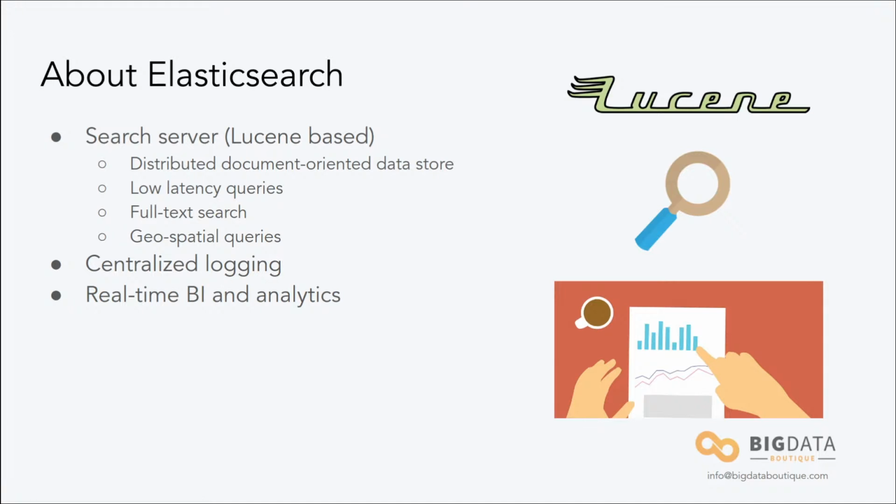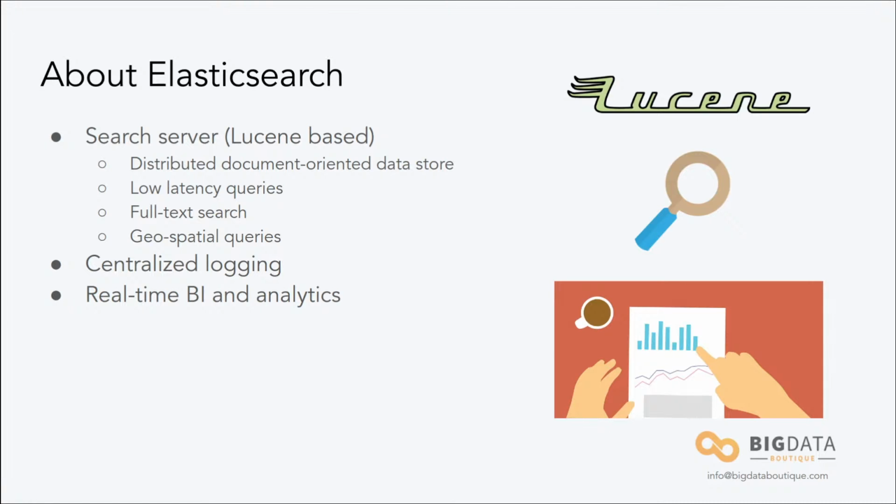Lucene is a Java library that was built years ago, and Elasticsearch essentially takes Lucene and makes it a server software. So it gives you a distributed document-oriented data store, a search server that makes a lot of text searchable and provides low latency queries. And over time, it also started offering a lot more functionality, like geospatial queries and other types of queries. Some of them we will even talk about today.